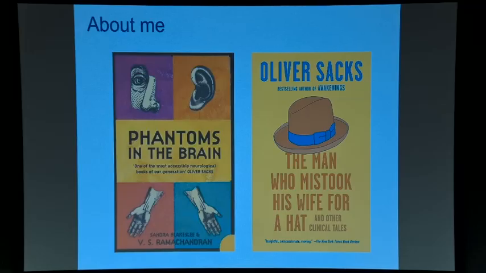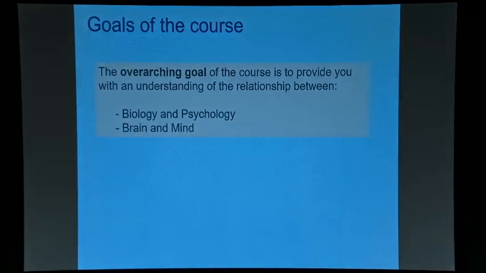So in this course, the overarching goal is to give you an understanding of the relationship between biology and psychology, so between the brain and the mind. It's an introductory course, and so I won't be going into every interesting topic in this field in detail, but I will give you a good grounding in the fundamental concepts of the field, and I'll go into a number of topics that I think are really interesting to learn about in a bit more detail.